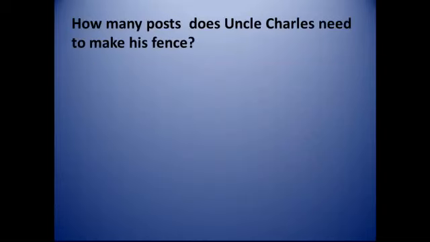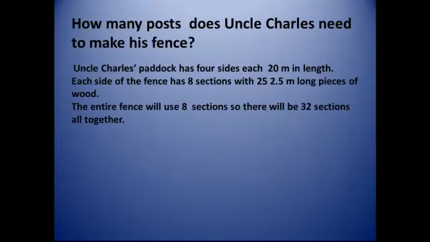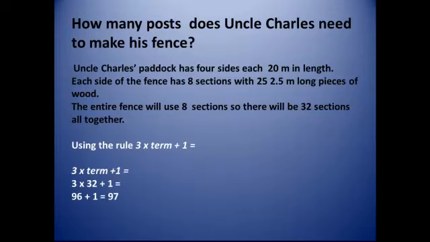To summarise, Charles's paddock has 4 sides, each 20 metres in length. Each side of the fence has 8 sections with 25 by 2.5 metre long pieces of wood. The entire fence will use 8 sections, so there will be 32 sections altogether. Applying the rule 3 times term plus 1, it equals 3 times 32 plus 1, which equals 96 plus 1 equals 97. Uncle Charles needs 97 posts to build his fence.